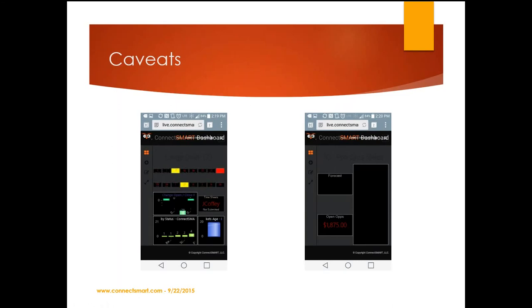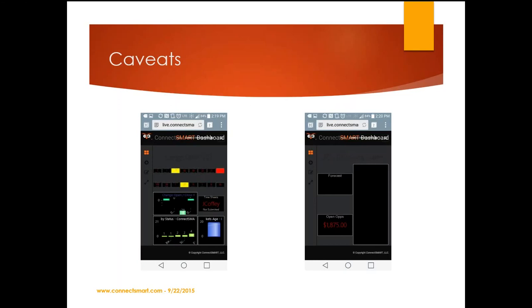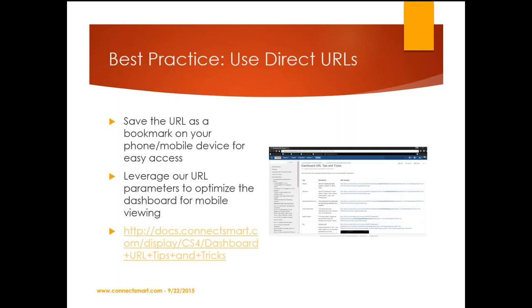logo, you've got ConnectSMART dashboard at the top, and you've got your menu options off to the side there that are kind of also scrunching up this dashboard. That is what I'm talking about when we talk about the direct URLs and the URL parameters. These will actually control it to eliminate some of these items that we don't want to see.